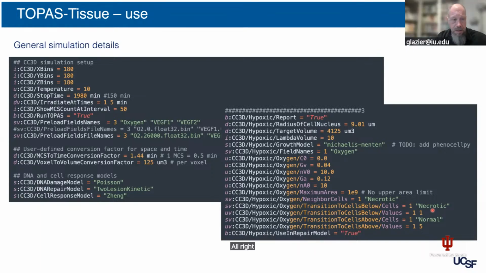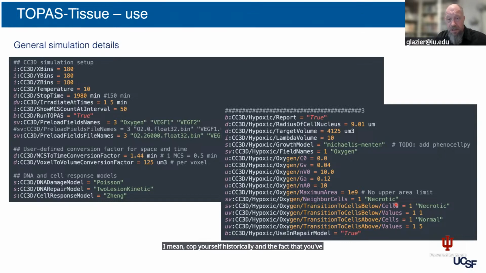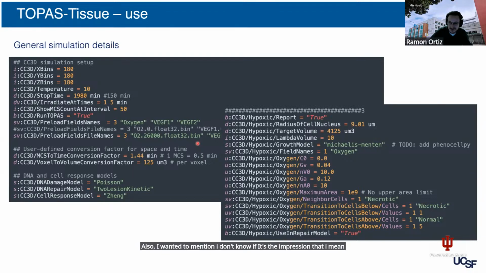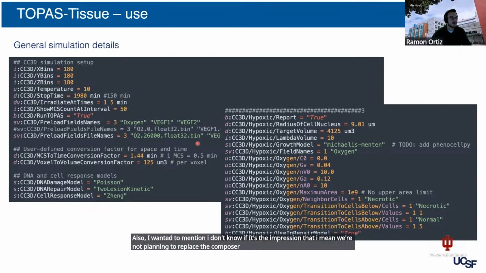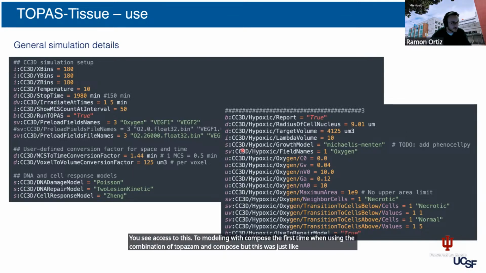All right. Because there's been a lot of discussion about whether it's practical to write a rule set and model specification that looks like this. Historically, and the fact that you've done it is quite impressive to me. Also, I wanted to mention, we were not pretending to replace the Computational tools. We just wanted the users of TOPAS, who are familiar with the parameter system file, to have easier access to modeling with Computational the first time when using the combination of TOPAS and Computational. This was to be more user friendly for our users of TOPAS, not to replace the Computational language.